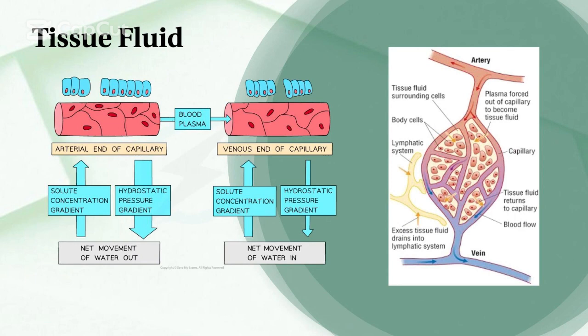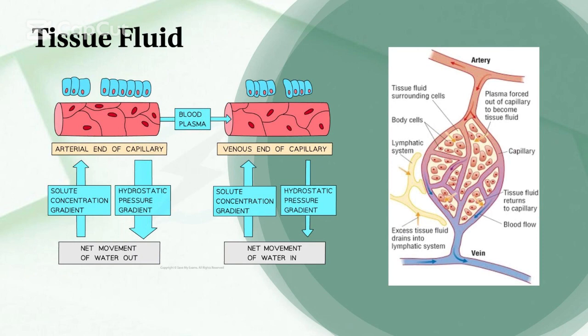Essentially, at the arteriole or artery end of the capillary, there is residual high pressure left over from the pumping of the heart. And what that means is that anything small enough to fit through the capillary wall is pushed out, forming tissue fluid. So the hydrostatic pressure is going to be larger than the oncotic or osmotic gradient generated between the capillary and the tissue fluid, meaning that everything is pushed out.